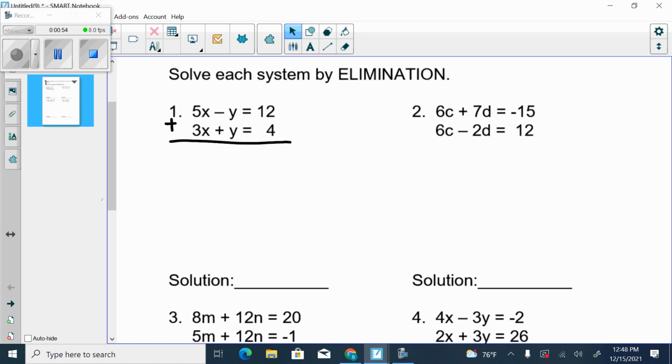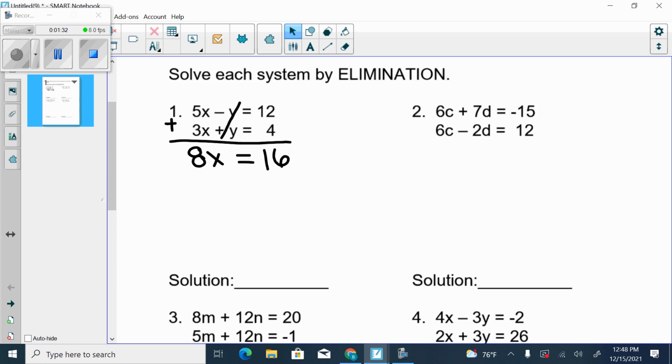But remember, we can only add like terms, right? So I can add 5x plus 3x, and we're going to get 8x. And then I have negative y plus y. What's going to happen there? It cancels out, or it is eliminated. Exactly what we wanted to happen. So there's no more y. Is equal to 12 plus 4. Oh, plus 16. Okay? So now I'm left with 8x equals 16.